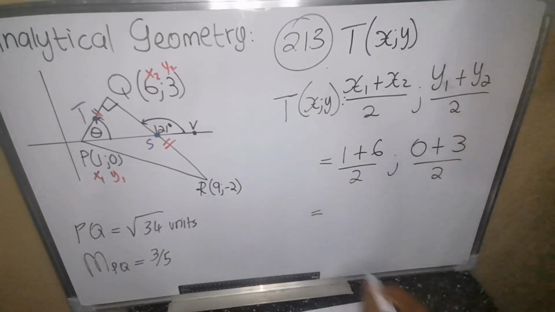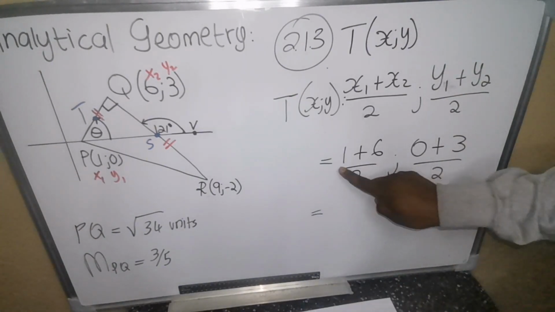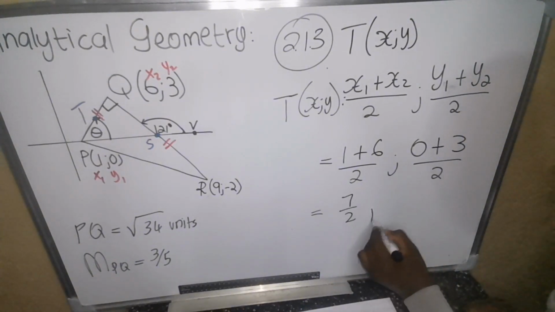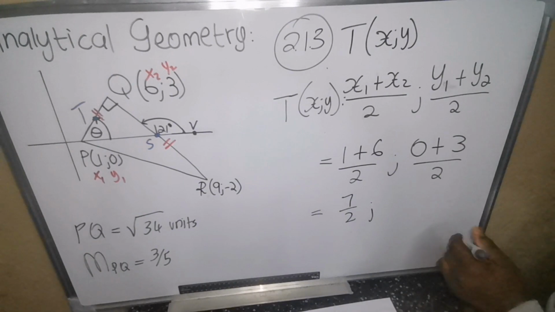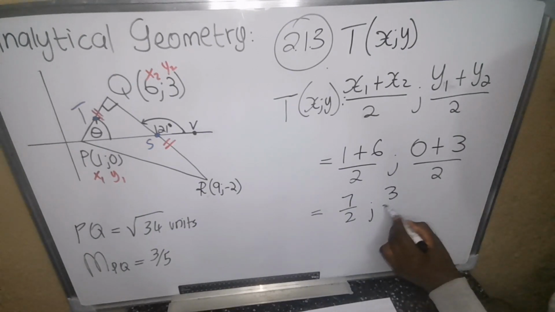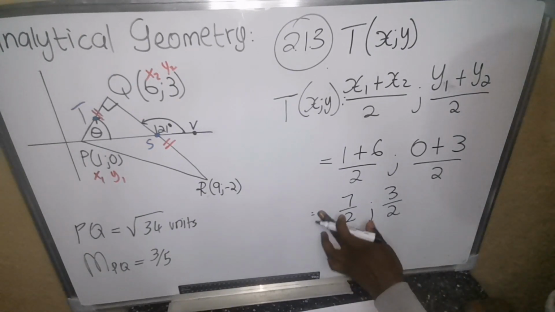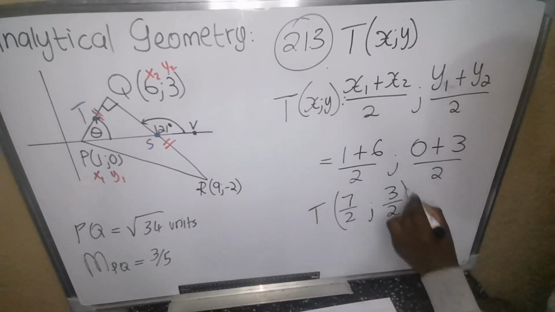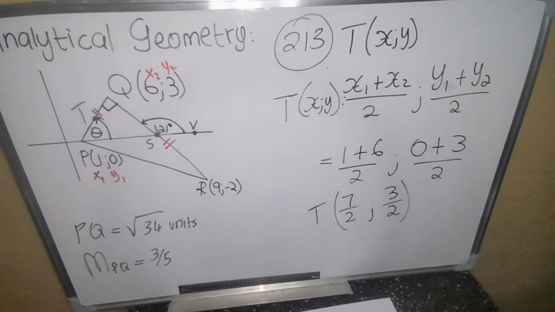Then you just put that in the calculator. 6 plus 1 is 7, so it's going to be 7 over 2, and 0 plus 3 is 3, so it's going to be 3 over 2. These are the coordinates of point T, the midpoint of PQ.